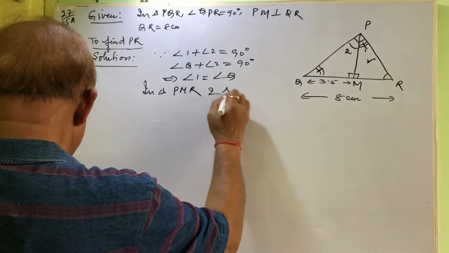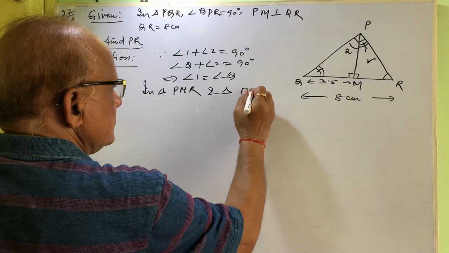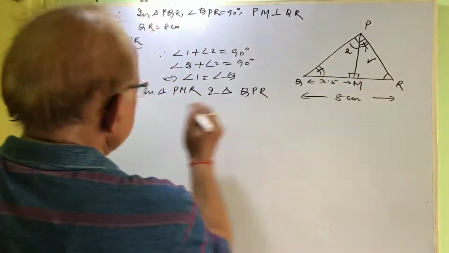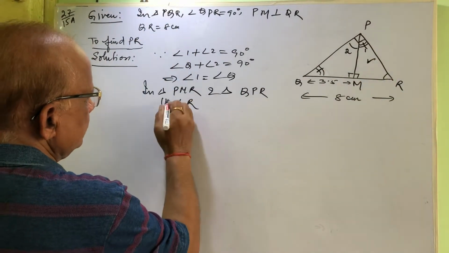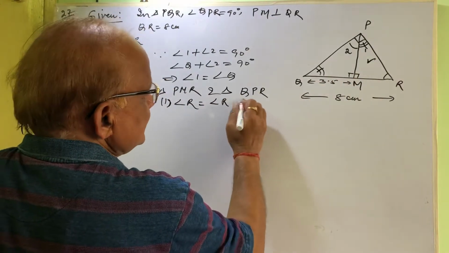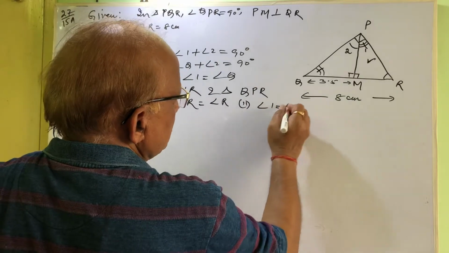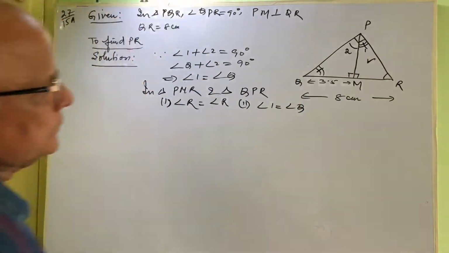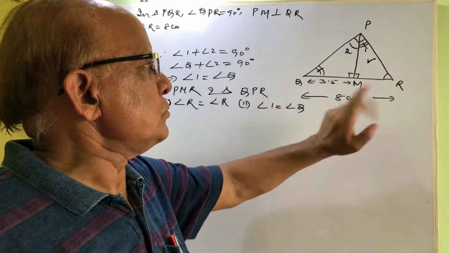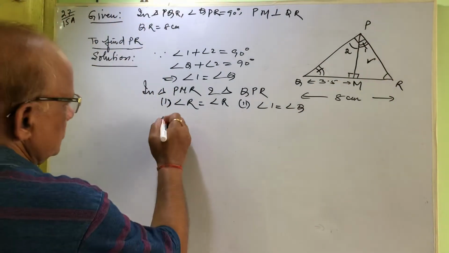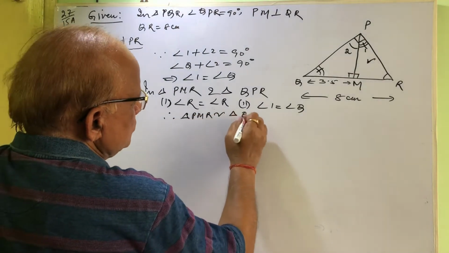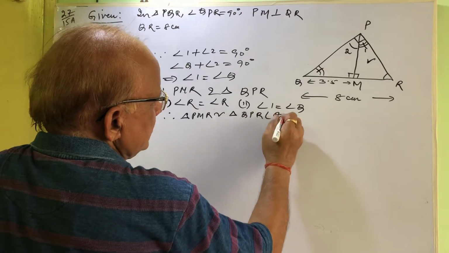and triangle QPR. This smaller triangle and bigger triangle: first, angle R is common to both triangles. Second, angle 1 equals angle Q. I have taken this smaller triangle and bigger triangle, 1 equals Q and R is common. Therefore, triangle PMR is similar to triangle QPR by angle similarity.